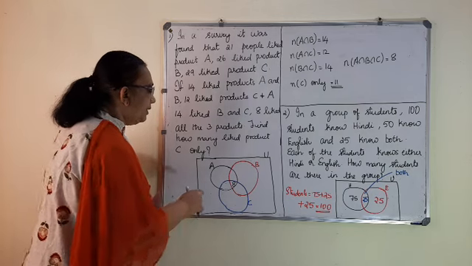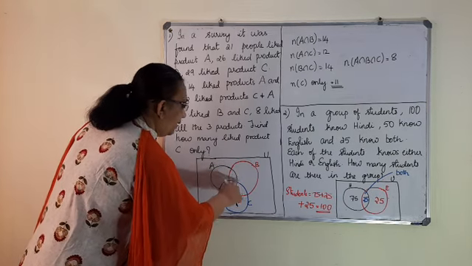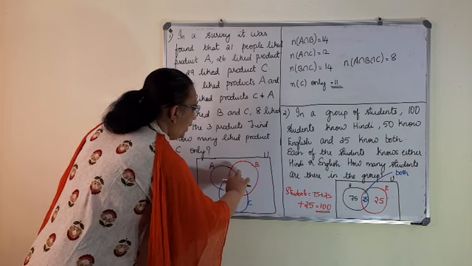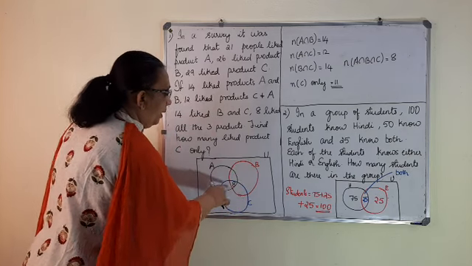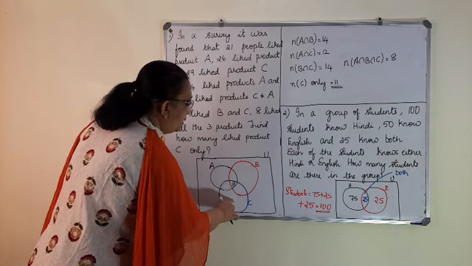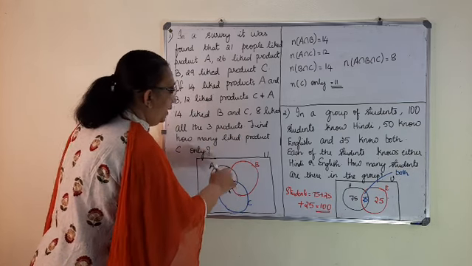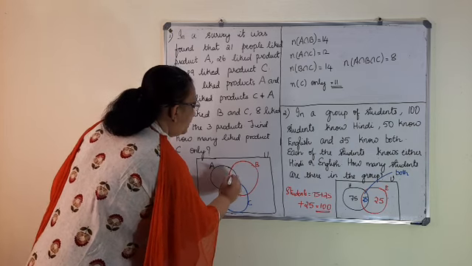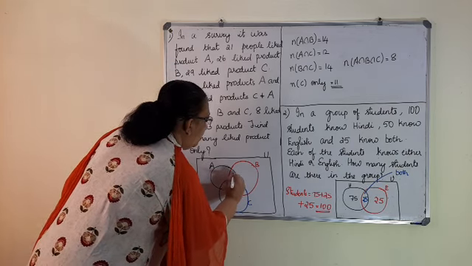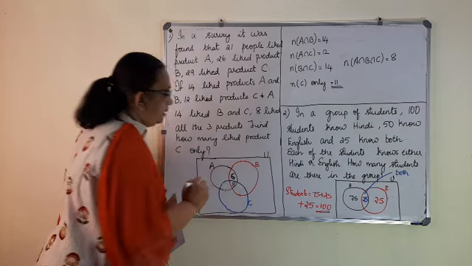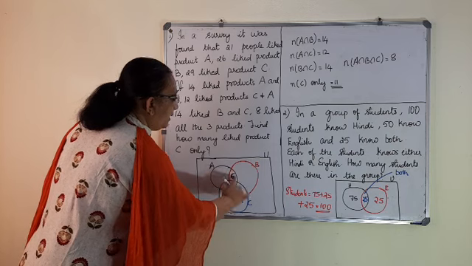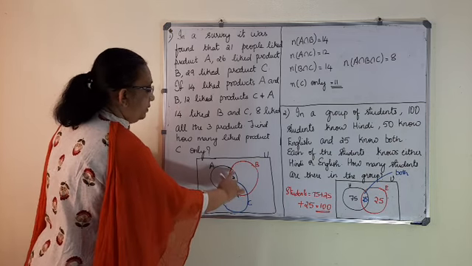Now A intersection B is equal to 14. What is A intersection B? A is black, B is red. So common to A and B, it is equal to 14. But 8 is common to A, B and C. So out of 14, the remaining 6 is liked by A and B only.